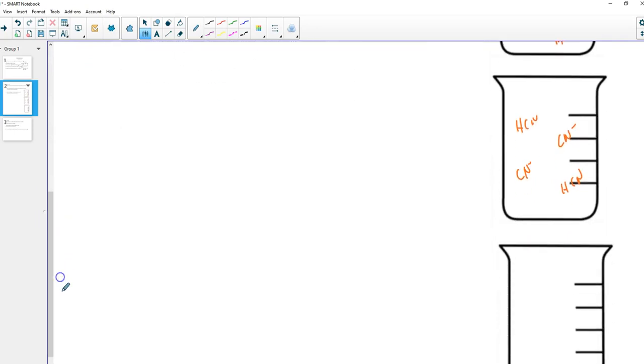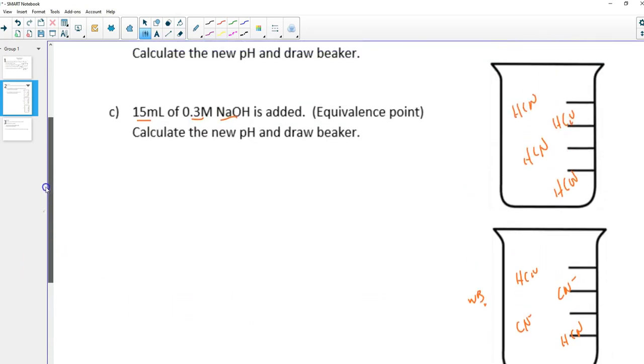So my picture in the end is going to look like this. Notice that all I have here is CN negative. And as we mentioned, CN negative is a weak base. So this thing was weakly basic. This thing also will be weakly basic. All I have left is my weak base. All right, and this thing was weakly acidic.